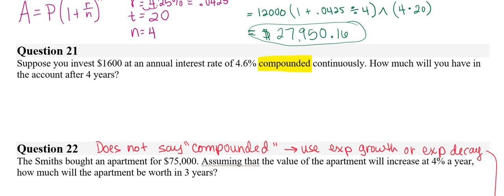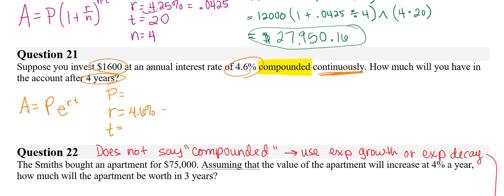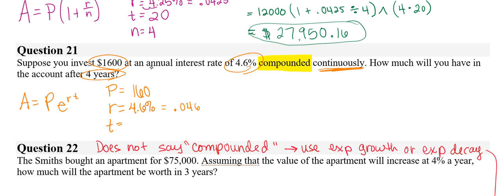Again, compounded was the word in it, so we know we can go to those formulas. It says continuously afterwards, which means we'll use the PERT formula. So continuously, e to the RT, three things: P, R, and T. Circle the numbers. 2.6%, that's going to be our R. Do not forget, change it to a decimal. Oops, that's not a 6. That's a 6. P is going to be the 1600, and T, it says 4 years, so T is 4. Right, P equals 16,000.